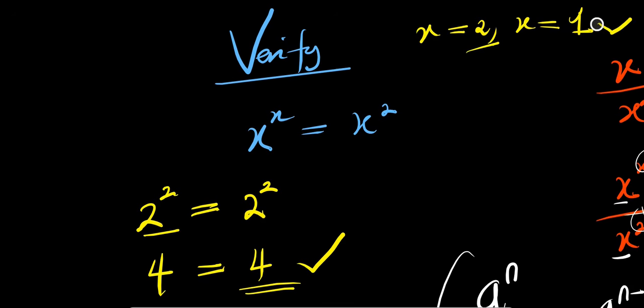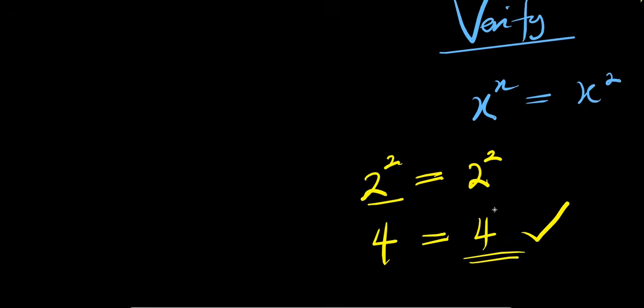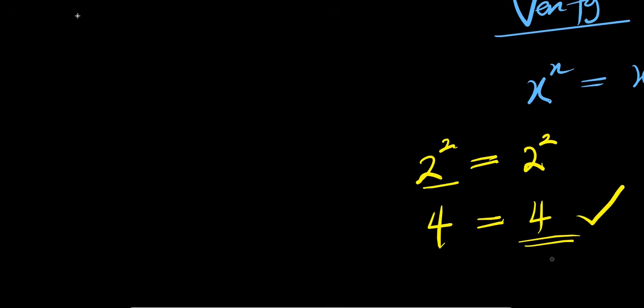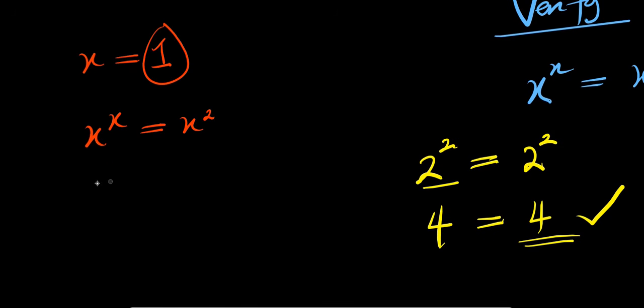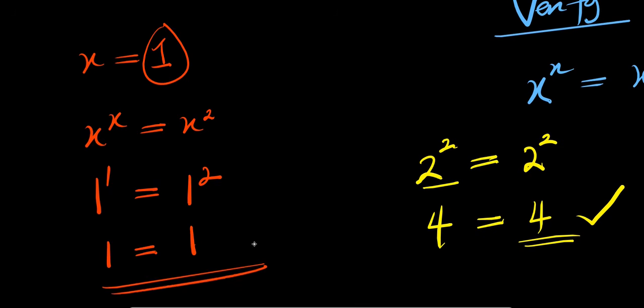Now let's consider when x equals 1. I'll have x power x equals x power 2, and my x is 1. I have 1 power 1 equals 1 power 2. And 1 to the power of 1 is 1, equals 1 to the power of 2, which is 1. So this also has satisfied the equation.